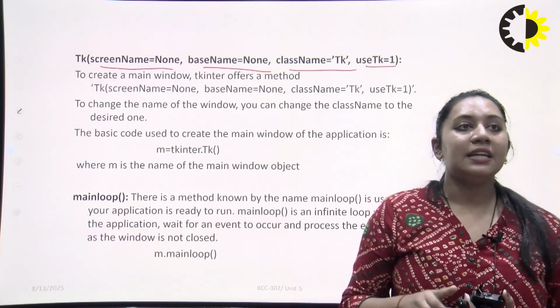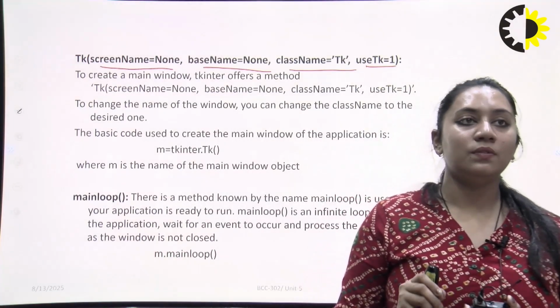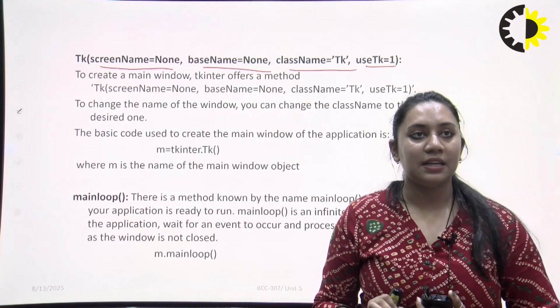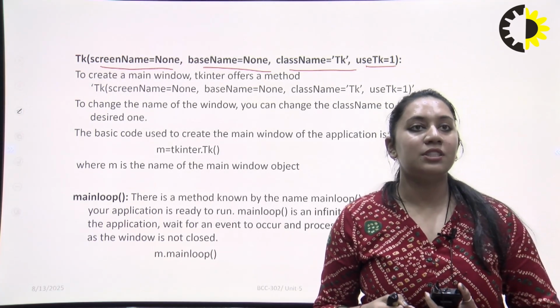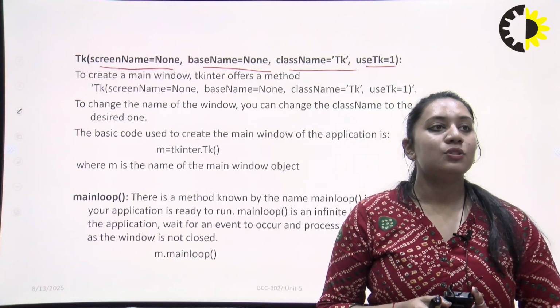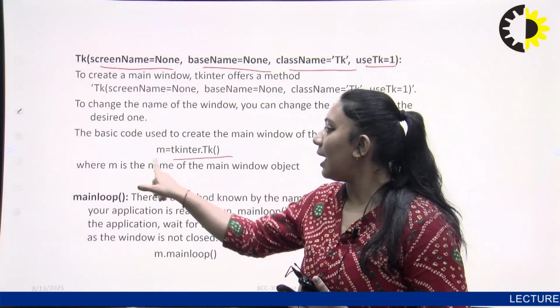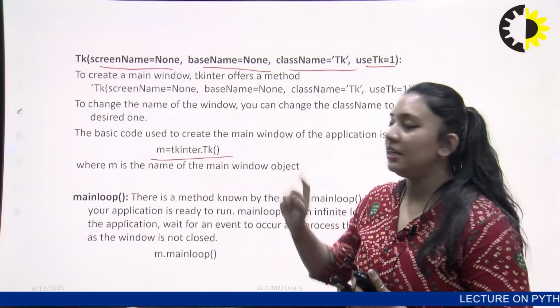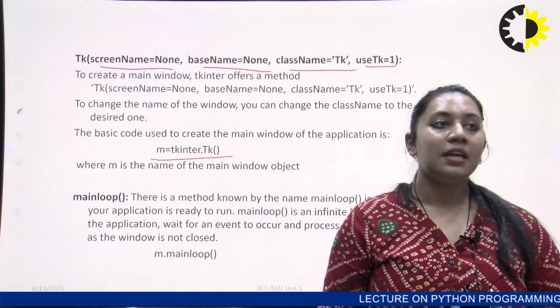So Tk is used to store any type of value. First it is represented as None. For the class name, we can take any name like ABC or Tk, and Tk is used for the window name. So how can you create the window application? By using the m = Tk() function, which holds the library or the elements in the Tk function.